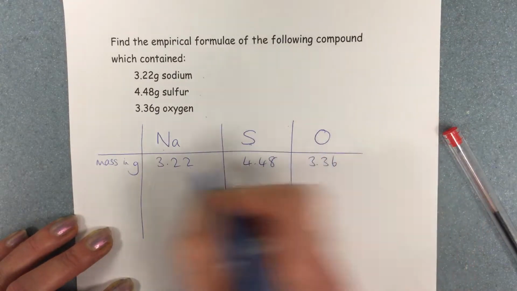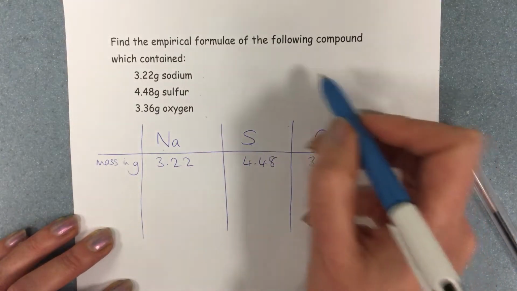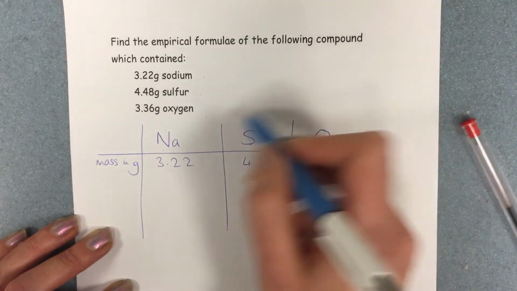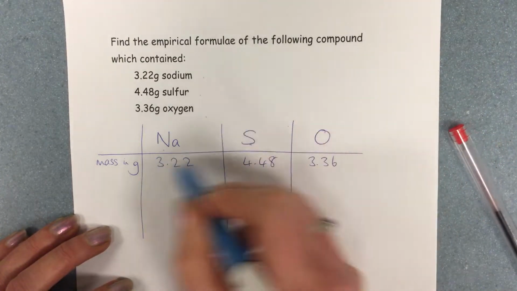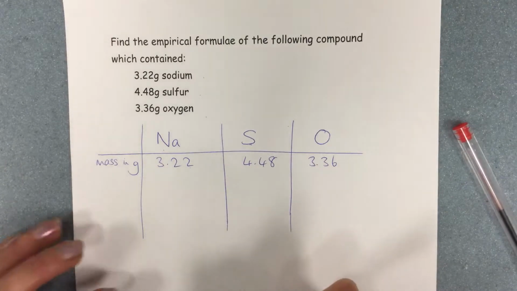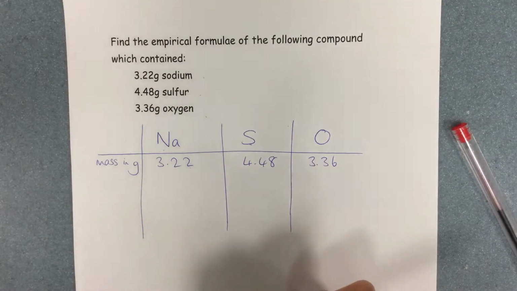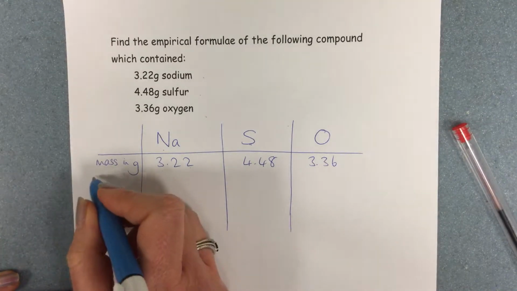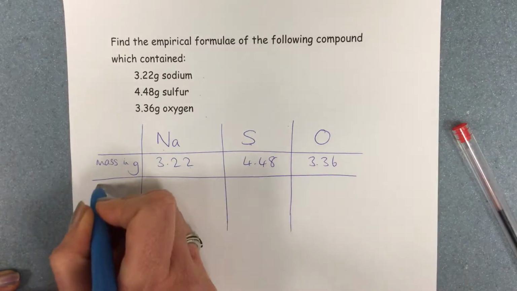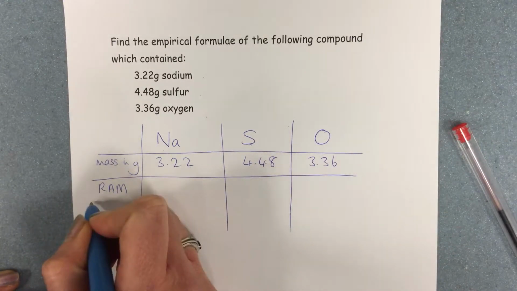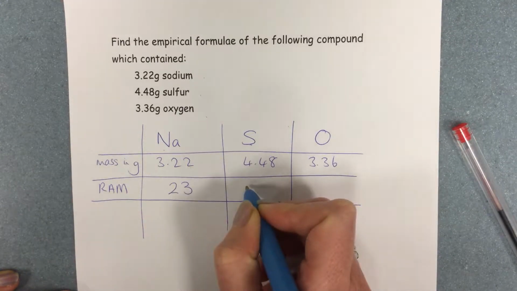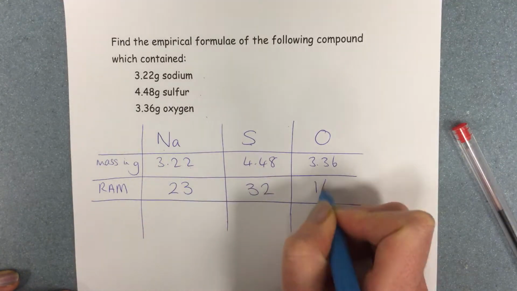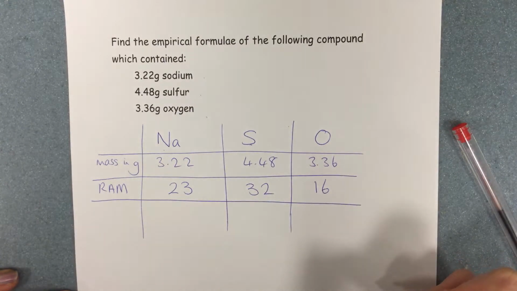I'm also doing it across like this because otherwise what can happen is you run out of space along here to do your calculations. And the other thing that can happen is you mix up which element is which when you get your final numbers at the end, and you swap the numbers round and then you lose all your marks again. So mass in grams is given to me. I'm going to look at the periodic table and find the relative atomic mass of each one. So sodium is 23, sulfur 32, oxygen 16.